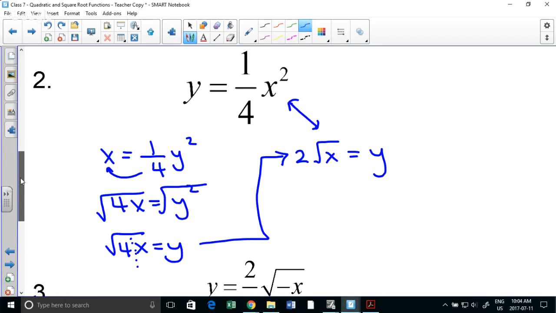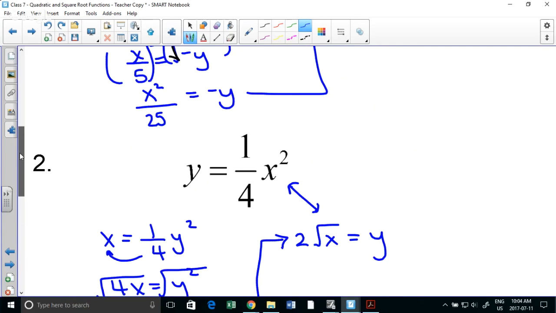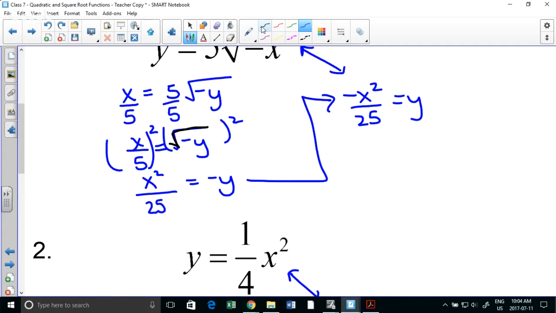The other question, sorry I didn't see it, was why negative? Because you had a negative here. So the negative just flips to the other side to give me a positive y with the negative x squared. Okay.